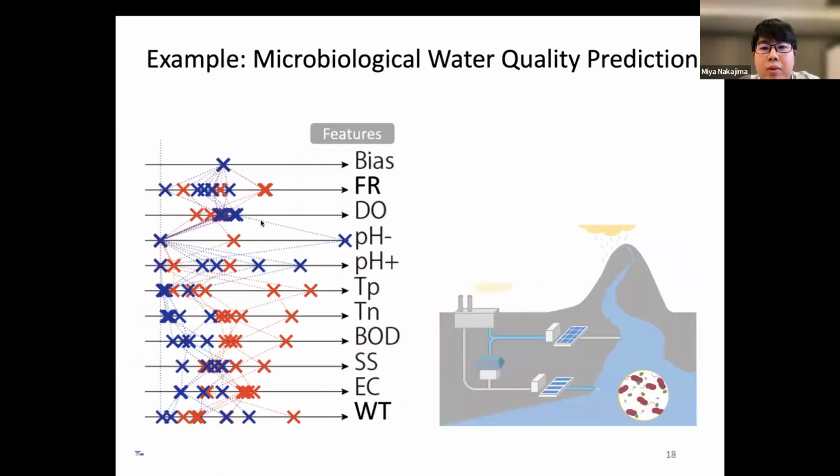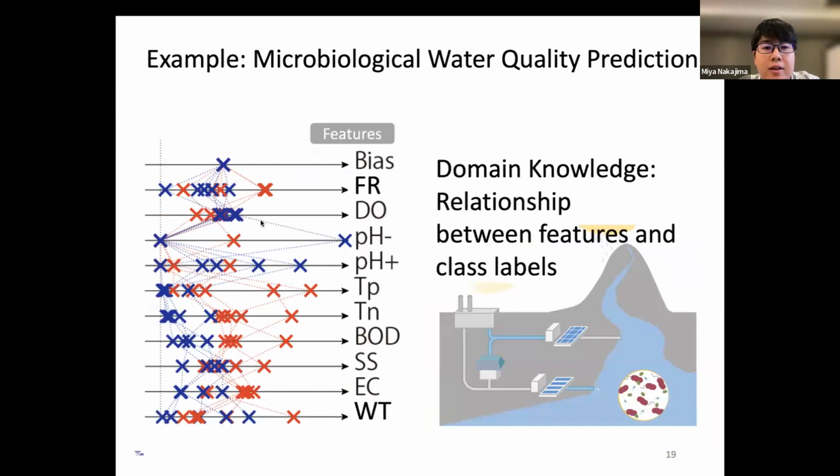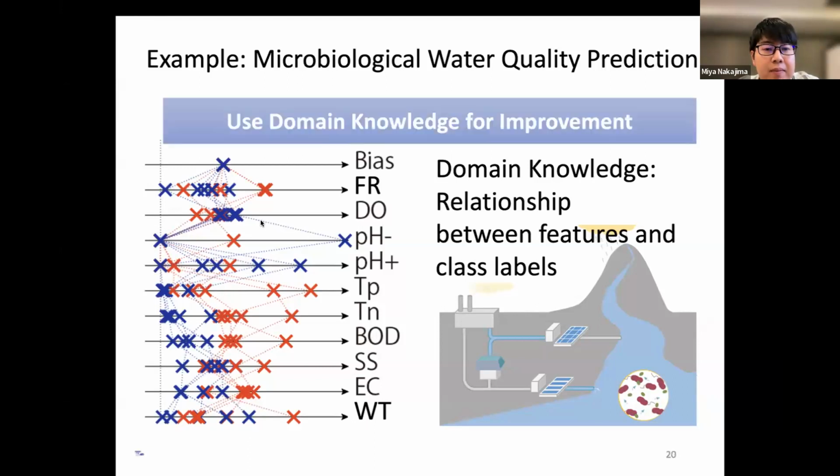An application called microbiological water quality prediction served as the motivation for this research. In microbiological water quality prediction, the domain knowledge refers to the relationship between the features and class labels. A relationship that is understood between the features and class labels is utilized in this domain. We improve the predictive performance using domain knowledge.